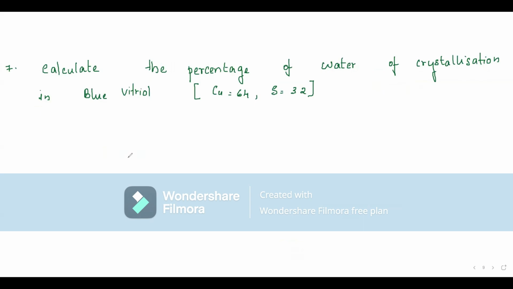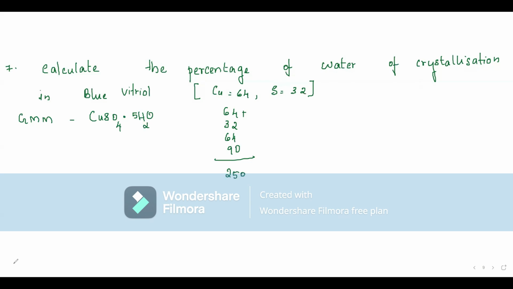Now, next one, percentage of water of crystallization in blue vitriol. So step number 1, GMM of blue vitriol. Blue vitriol is CuSO4.5H2O. Okay, so Cu is 64, S is 32, O4 again 64, and 5 water is 90. Let's add them together. 64 plus 32 plus 64 plus 90, that makes it 250.